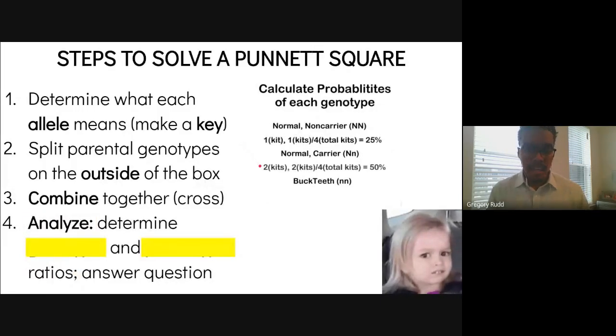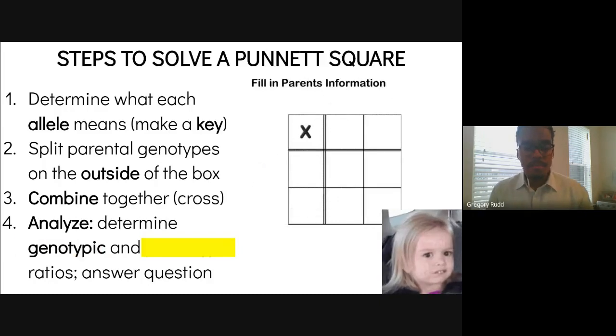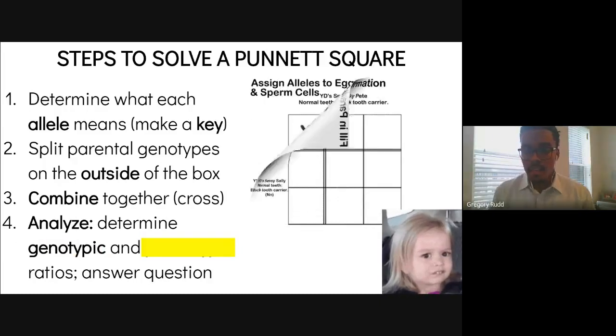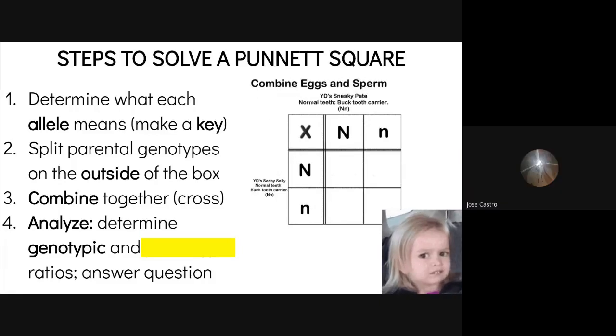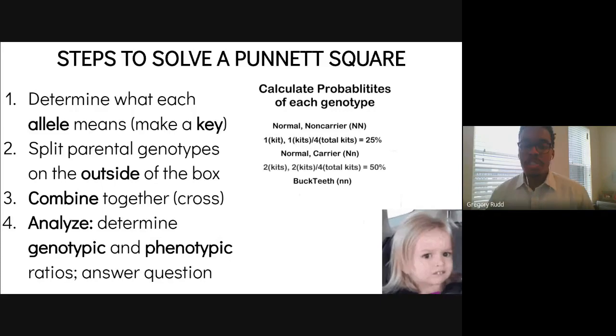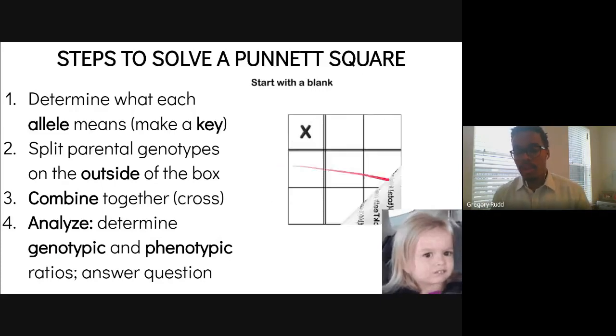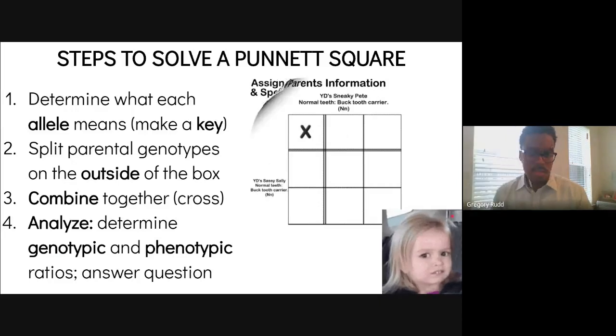Okay, the first word is analyze. We analyze in order to determine the genotypic, and you should definitely know this last one now, phenotypic ratios. And then you just answer the question. So we're going to do a lot of practice problems today. Wow, how is it already 10:50? Okay, that's not good.